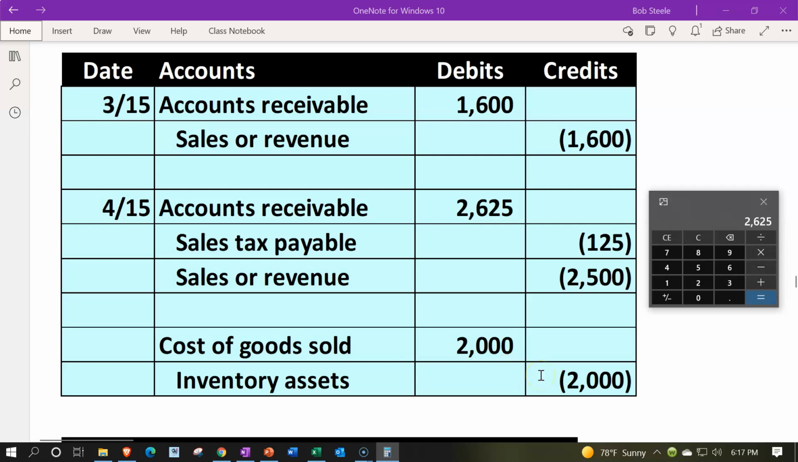So the inventory would go down, cost of goods sold then going up, expense account. So the net income is going to be affected by the 2,500 increase minus the 2,000 expense, or the 500 on the trial balance for this transaction.